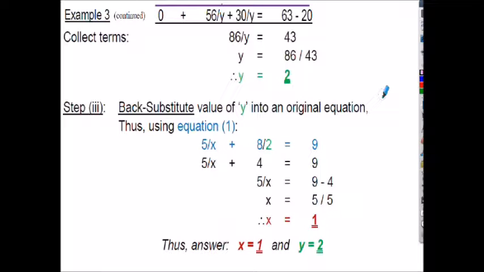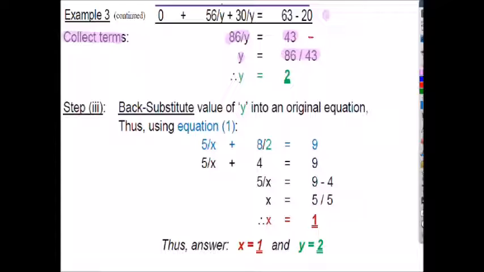Example 3 continued. I just repeated this top line from the previous slide for convenience. We're now going to collect the terms together. So on the left hand side, 56 divided by y added to 30 divided by y is 86 divided by y, and on the right hand side 63 subtract 20 is 43. We're back to a simple equation with one unknown here. What I'm going to do now is multiply both sides by y and divide both sides by the 43 to give me y is equal to 86 divided by 43.